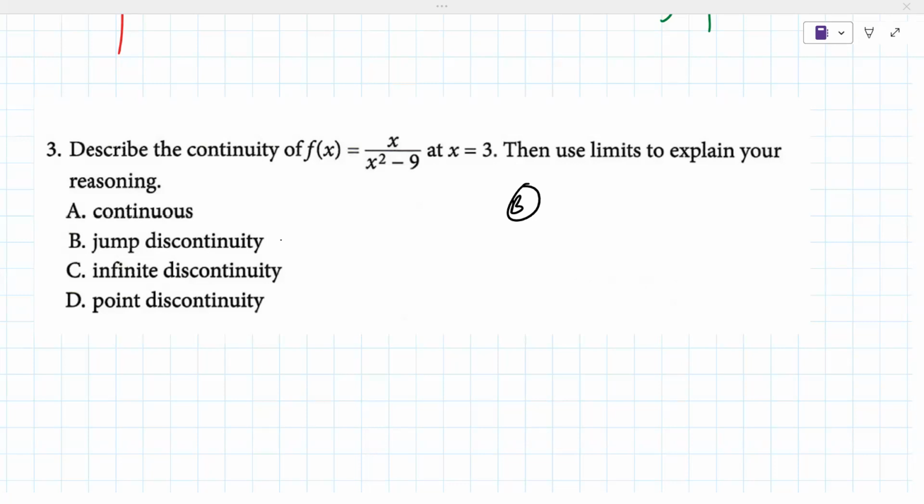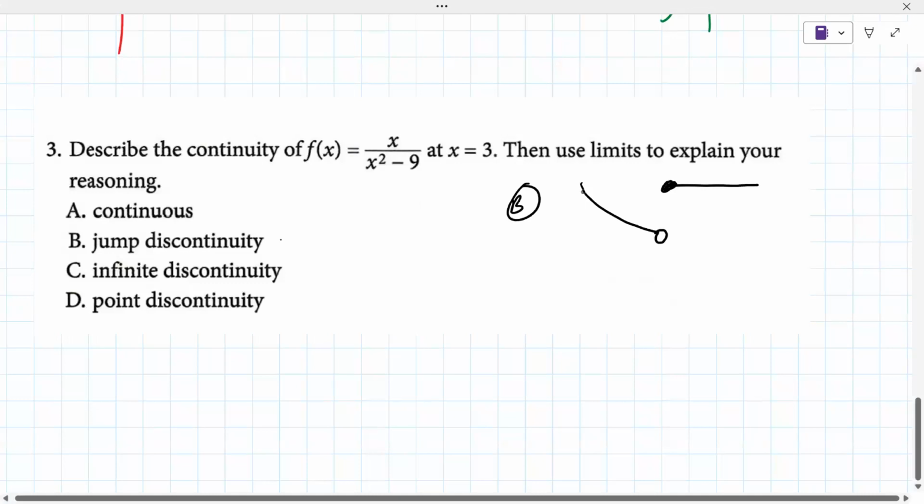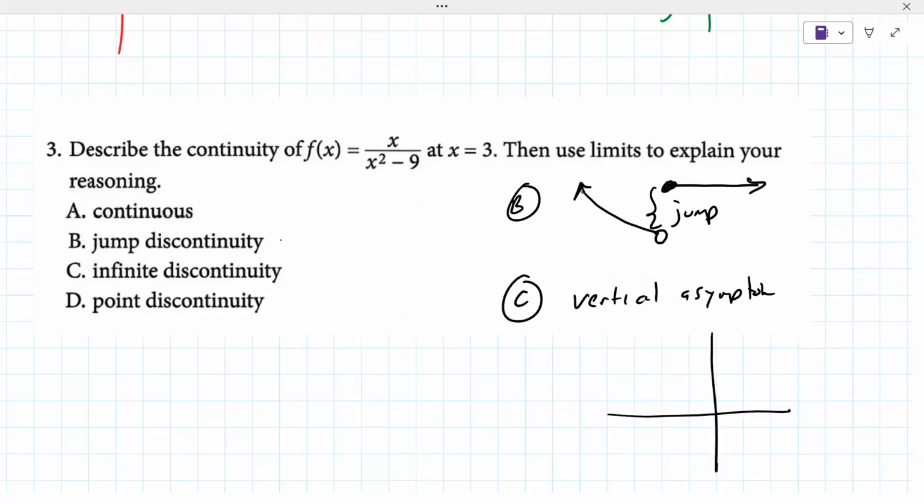You can always tell me, hey, Matthew, let's move on to another question if you want. All right. So a jump discontinuity looks like this. Let's say the graph comes down. This right here is considered a jump. An infinite discontinuity is a vertical asymptote. So you've got a graph like this. Maybe there's a vertical asymptote here. It looks like this and it looks like this. So that is C.